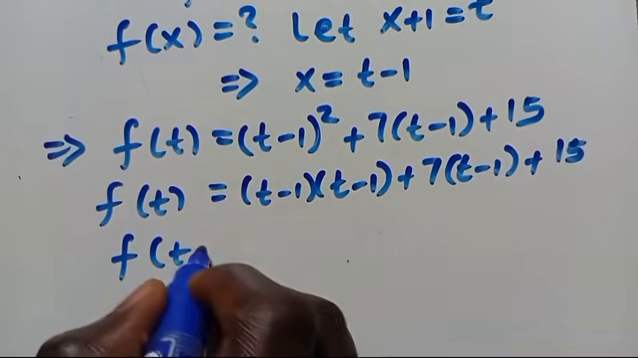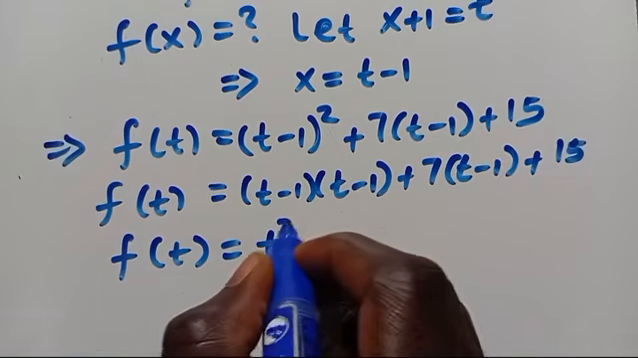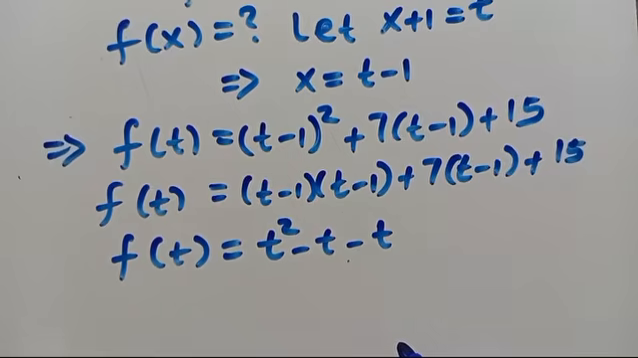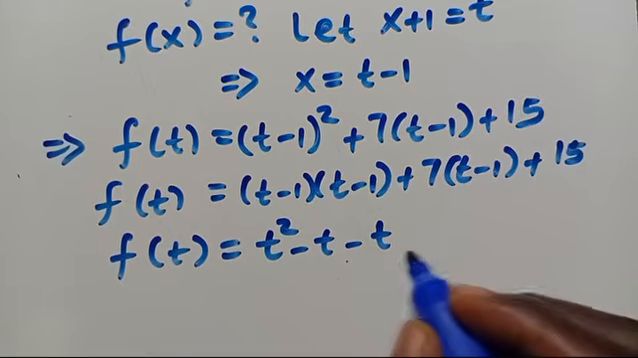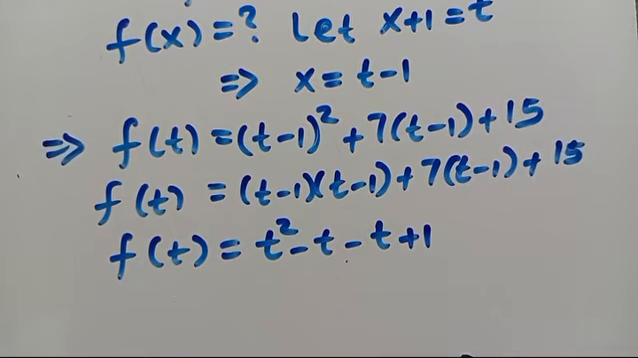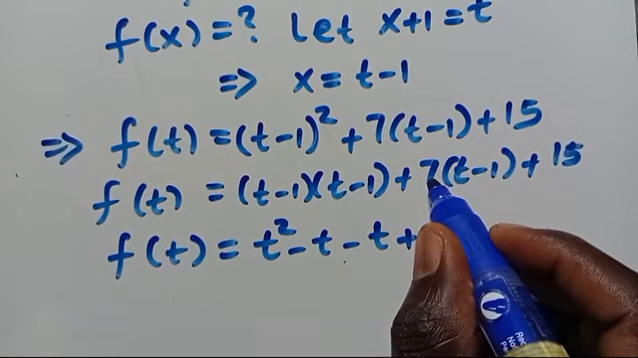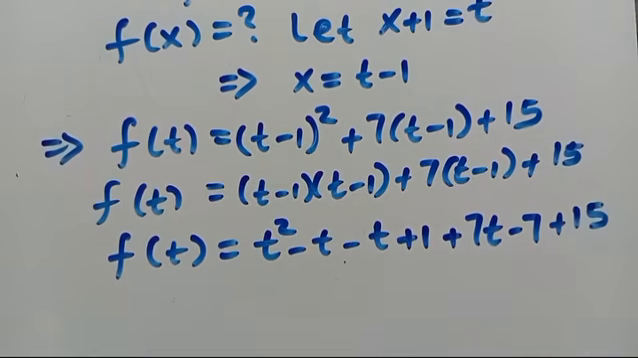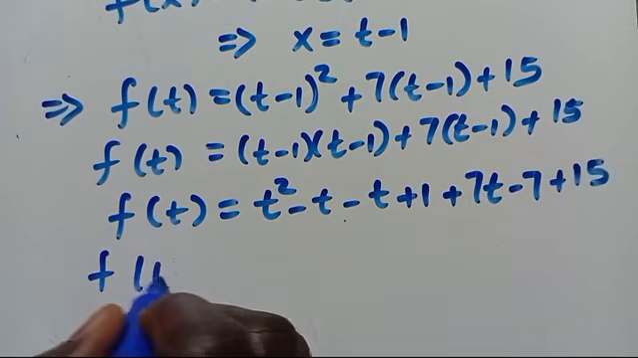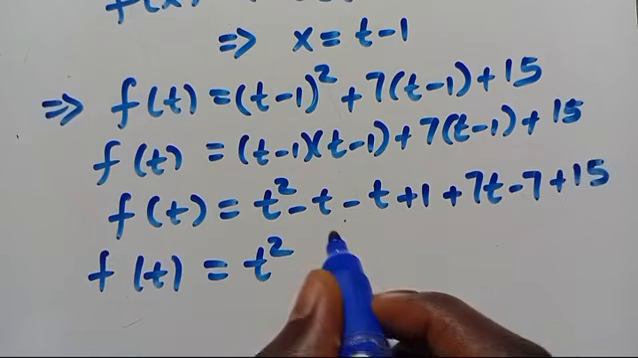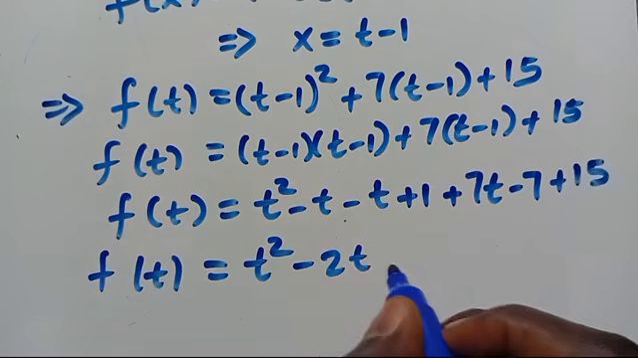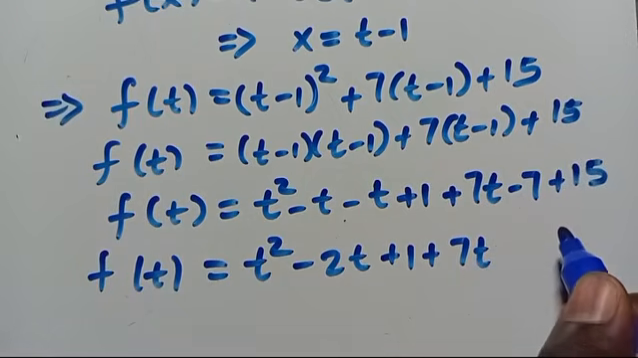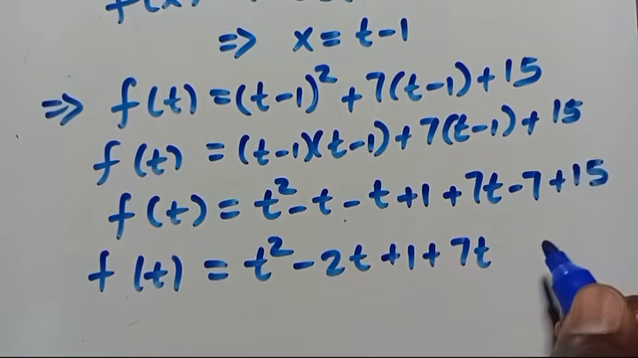Then we have this as f of t. T times t will be t squared. This will be minus t minus t. So we'll have this to be plus 1. Then we have this as 7t minus 7 plus 15. F of t here will be t squared minus t minus t, which is minus 2t, plus 1 plus 7t. Then 15 minus 7 will give us 8.